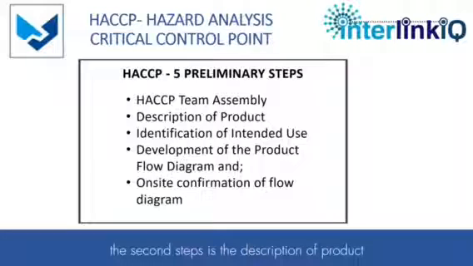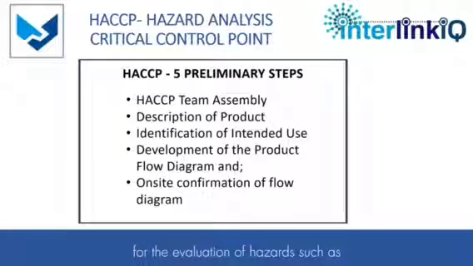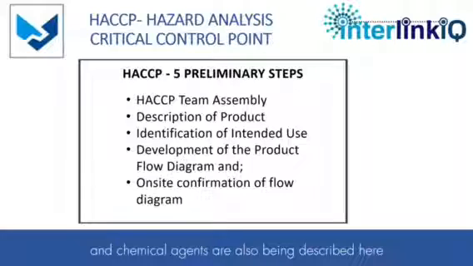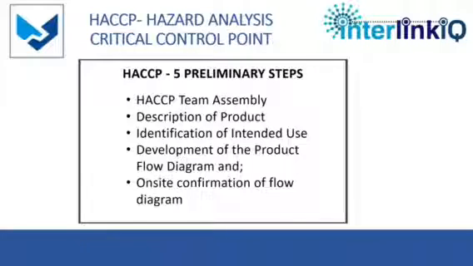The second step is the description of product. This is where we are describing the processing requirements, such as, for example, storage temperature, and the product characteristics that are necessary for the evaluation of hazards, such as water activity and pH, for example. The processing factors, such as heat treatment and chemical agents, are also being described here.